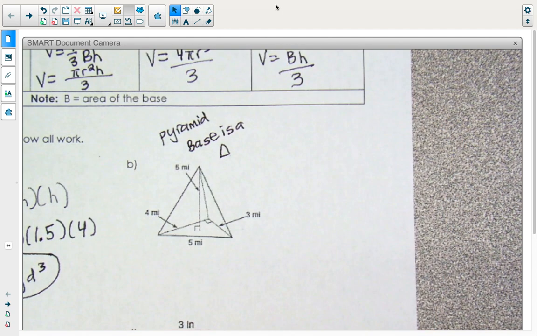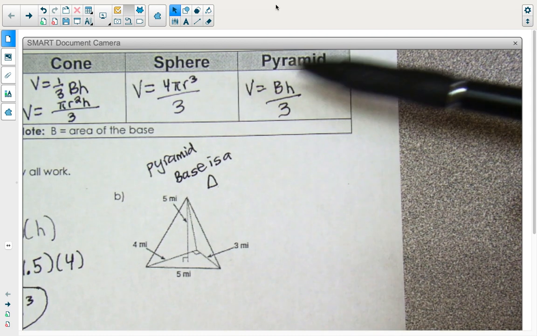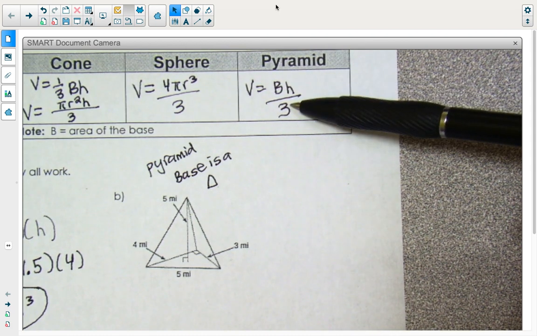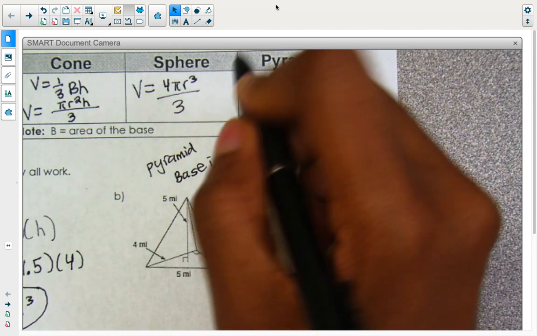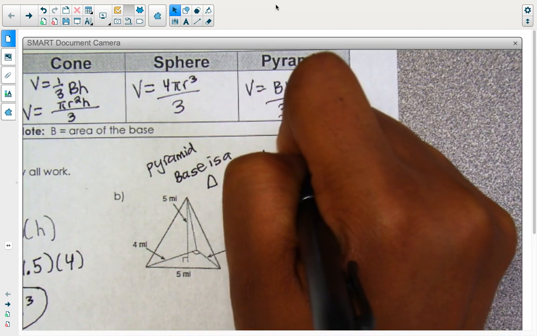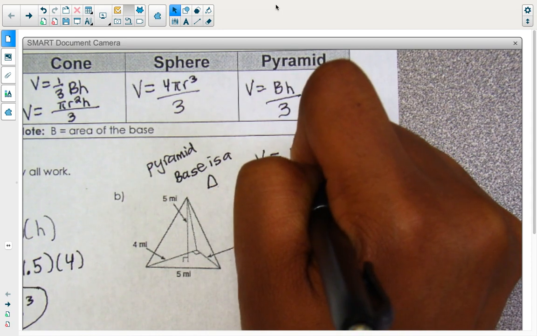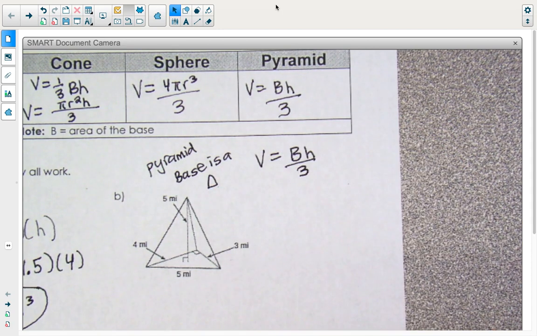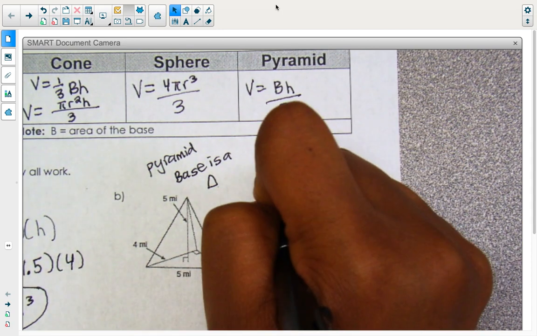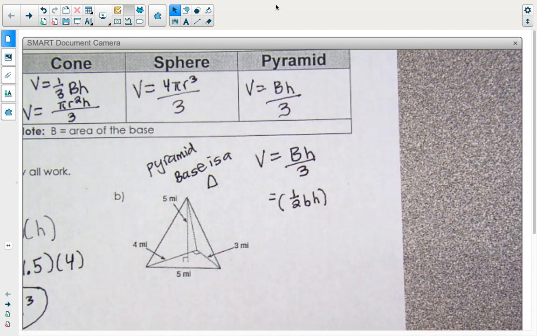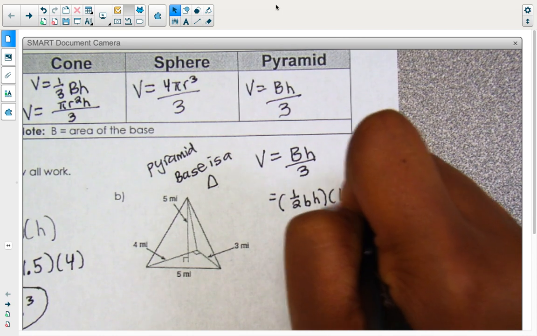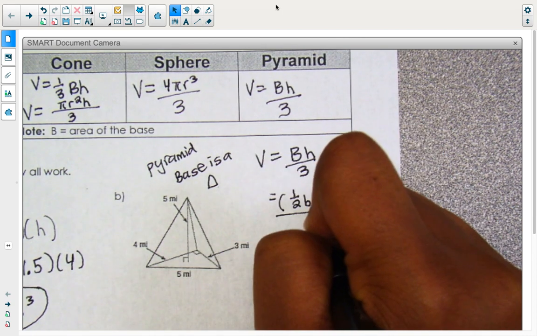So my formula for this is going to be base times height, and it's a pyramid. But if I slide down just a little bit, this is base times height divided by 3. So base times height divided by 3. So my base is a triangle. That's going to give me 1/2 base times height times the height. And then I need to divide the whole thing by 3.